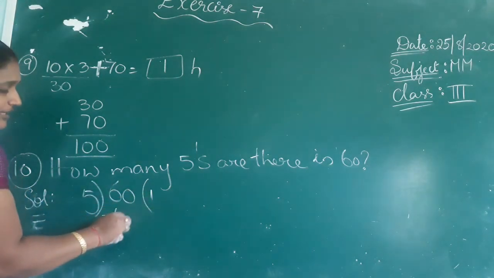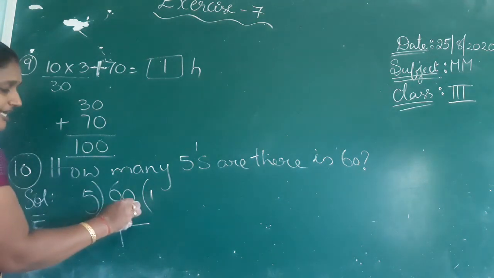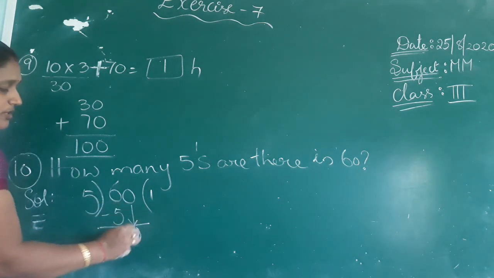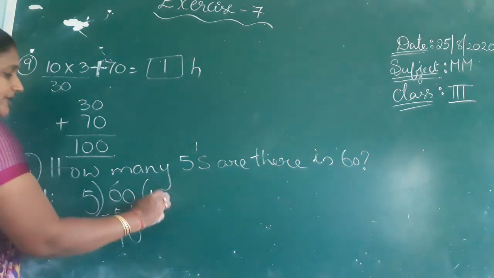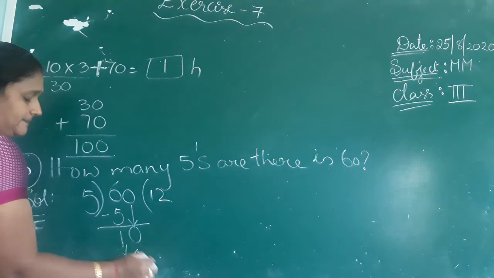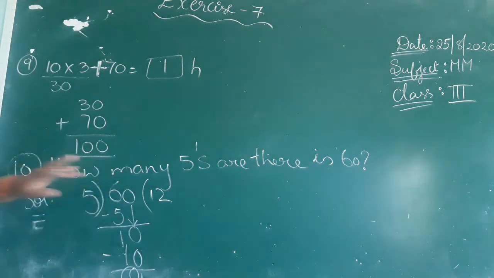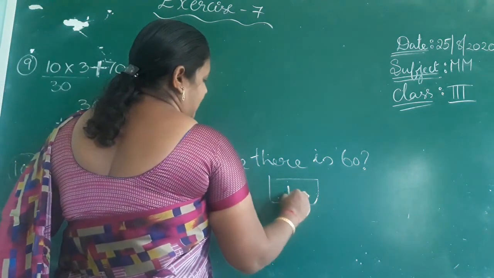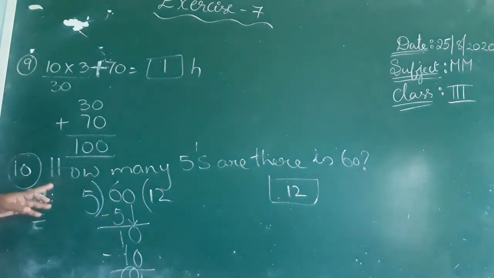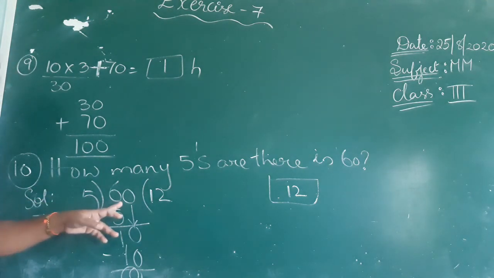5 ones are 5. 6 minus 5, 1. Now drop down the next digit, the second digit 0. Now the number becomes 10. 5 2s are 10. So no remainder left. So how many 5s can we get from 60? 12. What we have to do is divide 60 by 5.